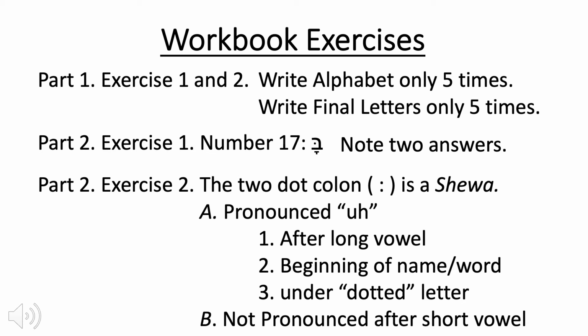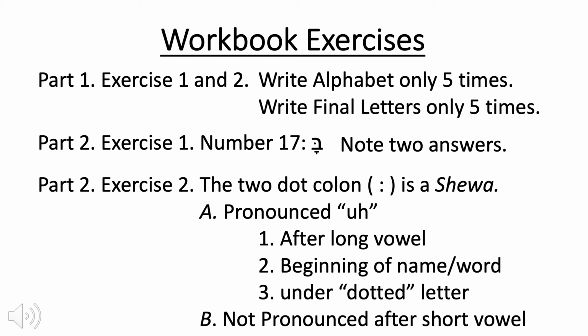In Part 2, Exercise 2, when you see the 2 dots that look like a colon under a letter, they should be pronounced as a short e sound. We'll discuss these 2 dots, which are known as shva, later in another lesson, but for now, understand that it is pronounced if it comes after a long vowel, at the beginning of a name, or under a letter with a dagesh, or a dot in it. If it is a colon under a letter after a short vowel, it is silent, and you would only pronounce the consonant under which the colon appears.